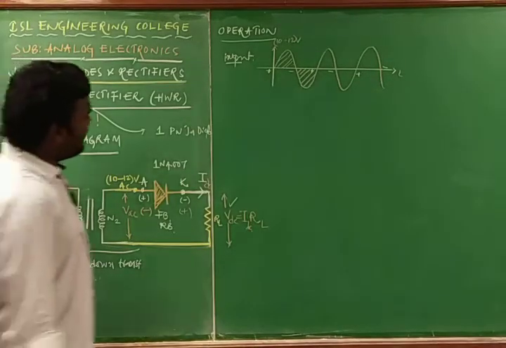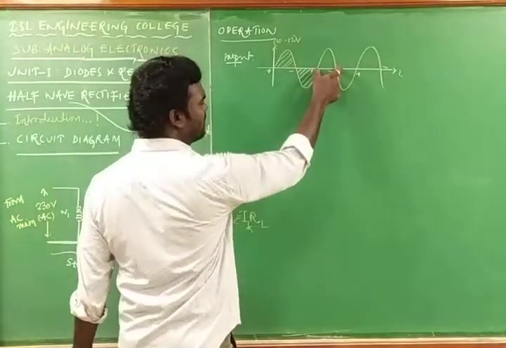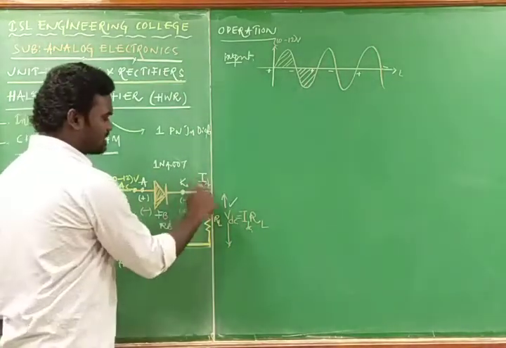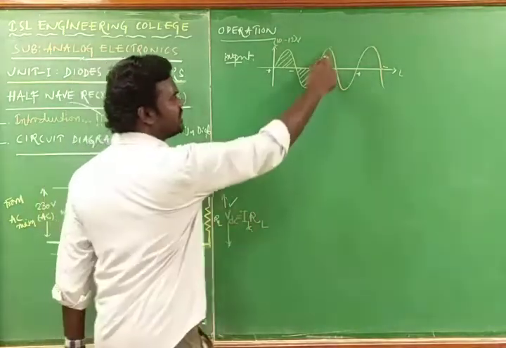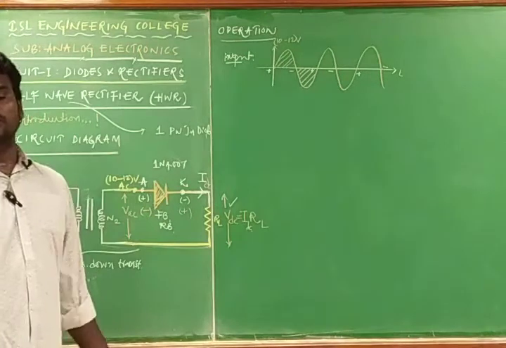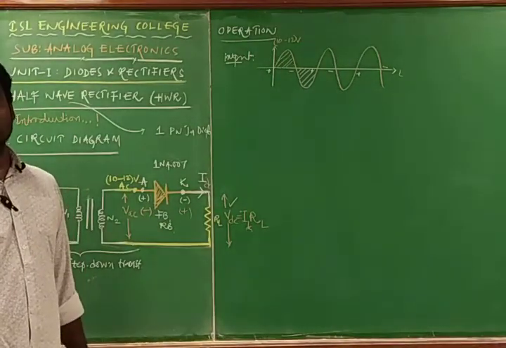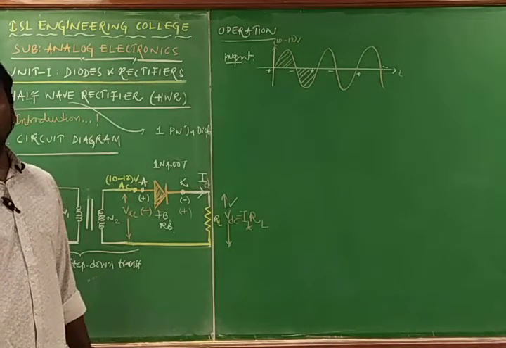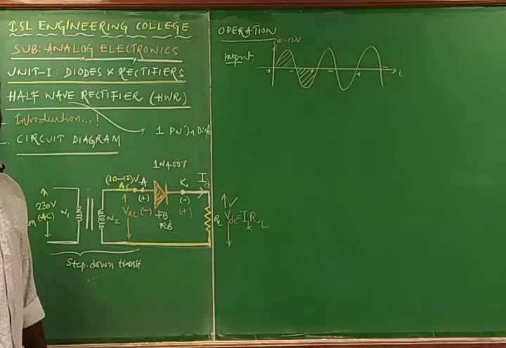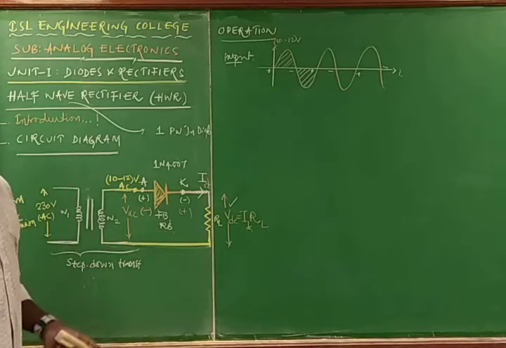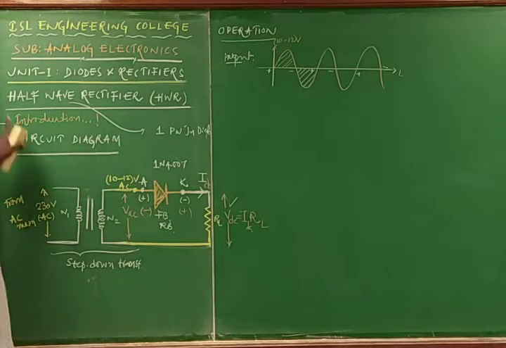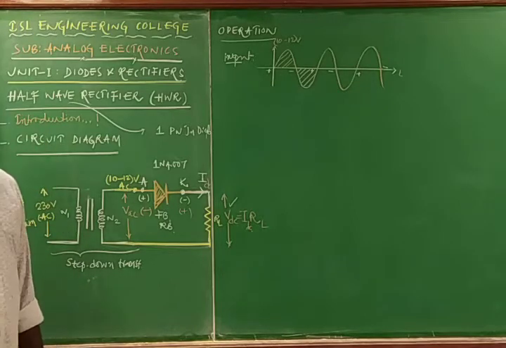Then again it takes one more positive half cycle, during which the diode gets into the forward bias, so it conducts the current, so that we can have the voltage and the output. During the negative half cycle, again the diode gets into the reverse bias, so there is no current and no voltage at the output side. Likewise, during the positive half cycle only, the diode conducts the current, so half of the wave is converted into DC, so it is named a half wave rectifier.